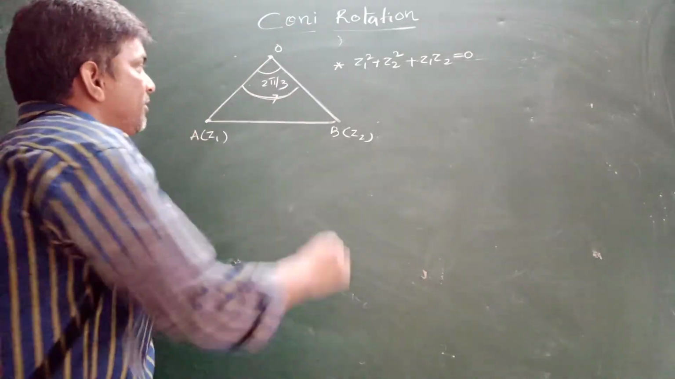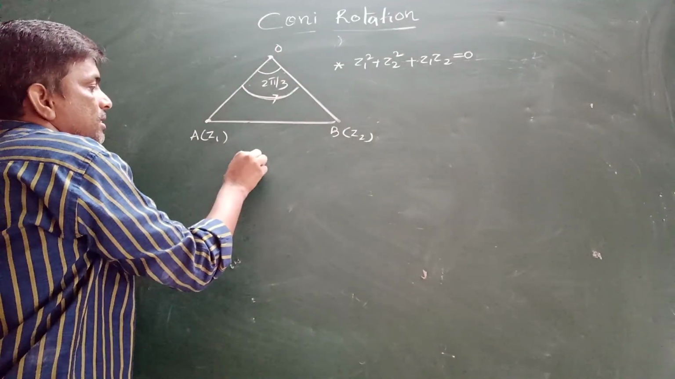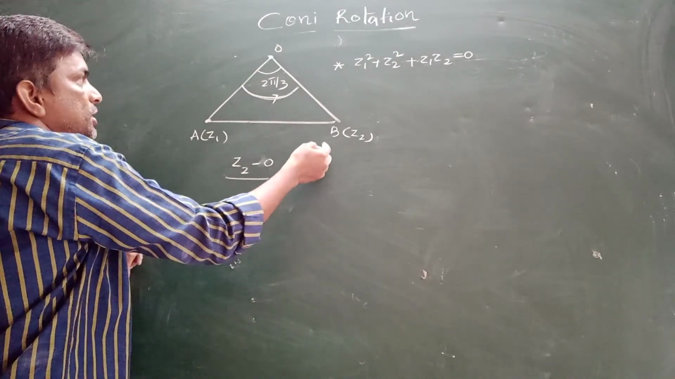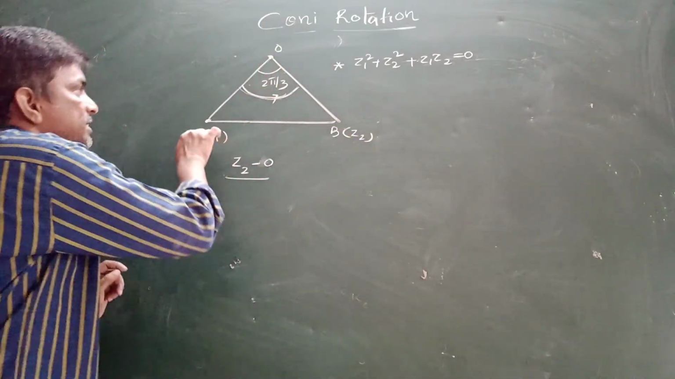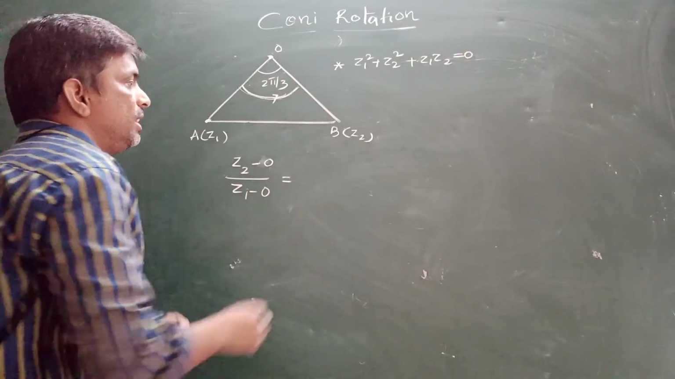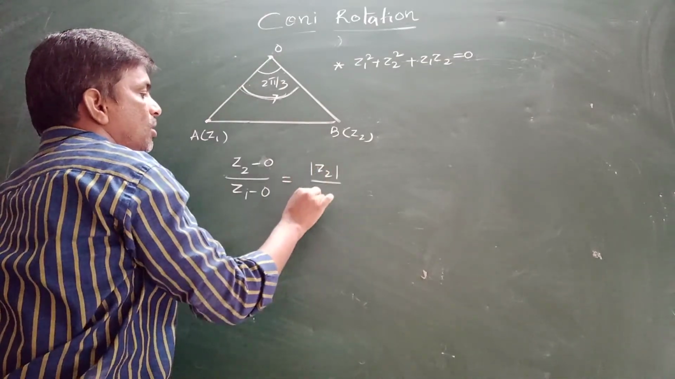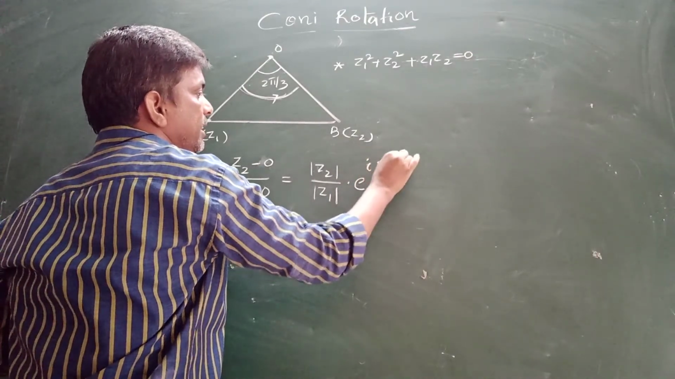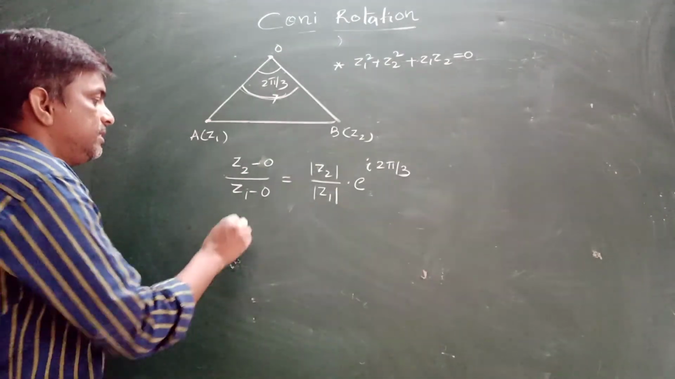As per the Coni rotation, the final position is Z2 minus Z0, that is origin, minus the initial position. Z2 minus 0 is the final position. Initial is Z1 minus 0. Z2 minus 0 upon Z1 minus 0 is equal to the ratio of moduli, the distance of Z from origin, that is mod Z2 upon mod Z1, into e power iota 2 pi by 3. So this is what you're going to get.